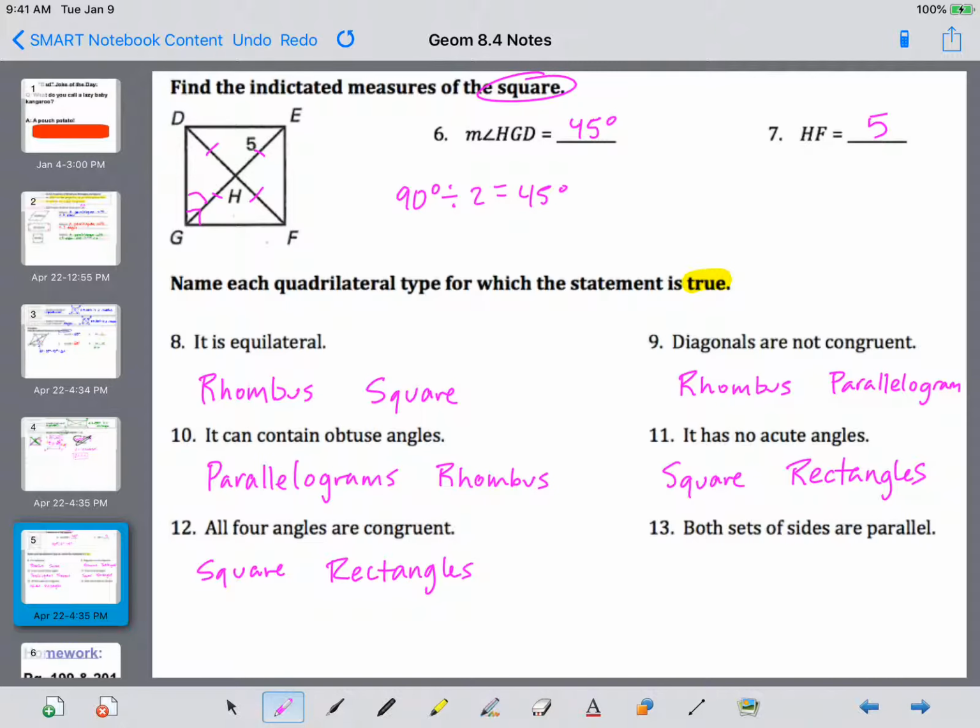And last but not least, 13, both sets of sides are parallel. Well, since rhombuses, squares, and rectangles are all parallelograms, that is actually true in every shape we've talked about so far. It's true in a parallelogram, it's true in a rhombus, opposite sides are parallel. It is true in a rectangle, and it's true in squares. So that one's true for everything that we've talked about.